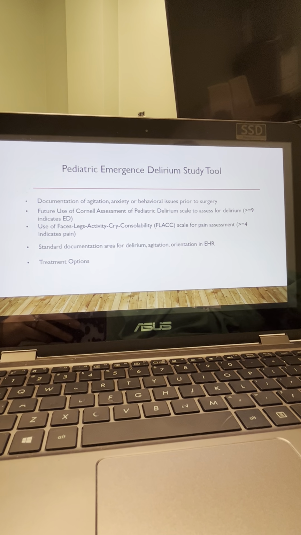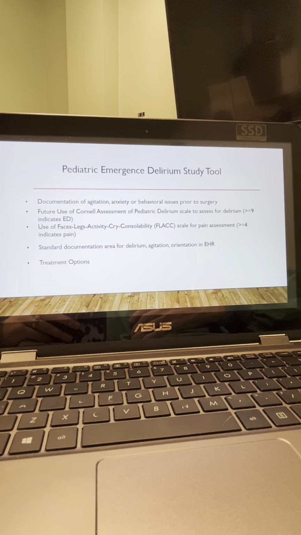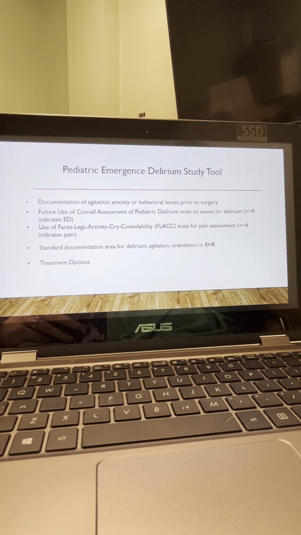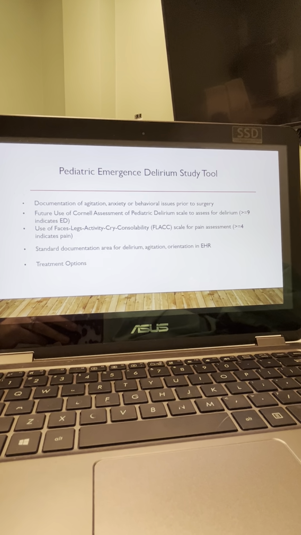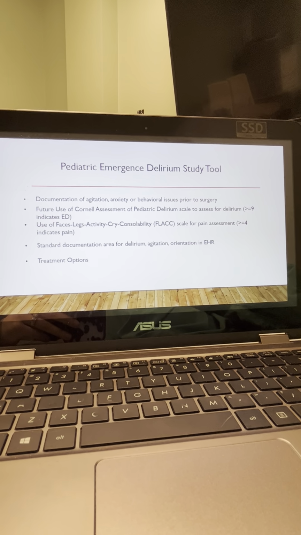It's similar to the tool that we've used before. And so greater than 9 indicates emergence delirium. We'll go through that tool. I'm not sure when go live is yet. We also use FLACC, the FLACC scale for pain assessment. So greater than 4 on that indicates pain.